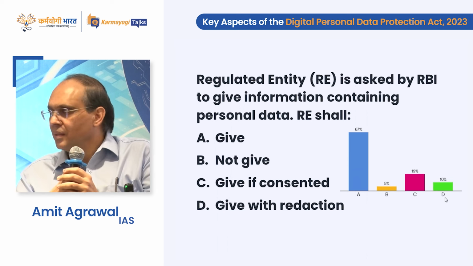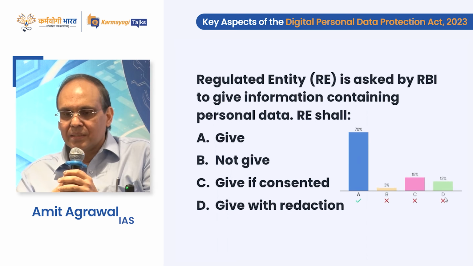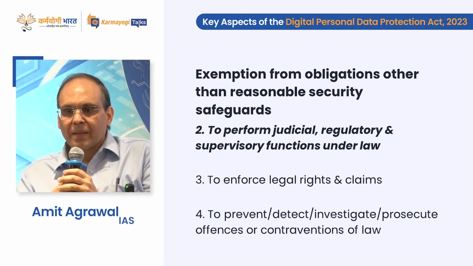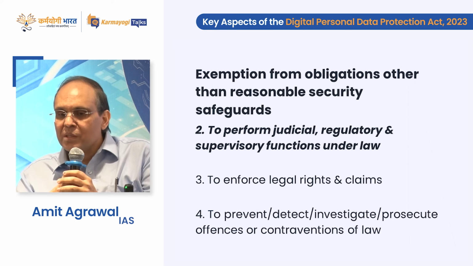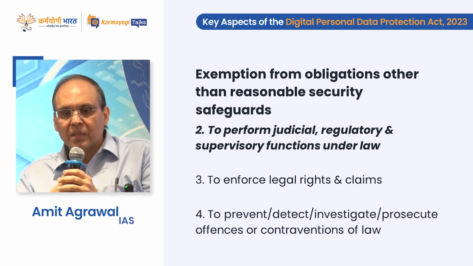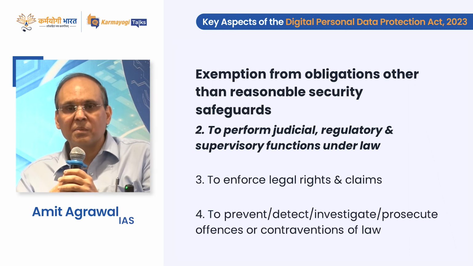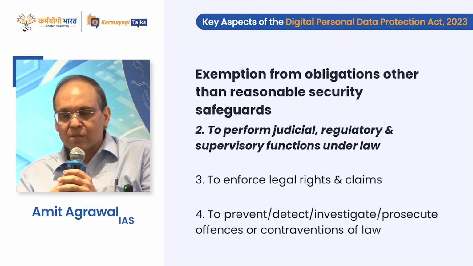Okay. The first one is the right answer, and the reason is exemption from performance of judicial, regulatory and supervisory functions under law by a body established by law; it is exempt. Enforcement of even civil rights and claims, even that is permissible. And prevention, detection, investigation, prosecution of offences or any other contravention of law, not only a criminal case. Violation of the law, that is also permissible.